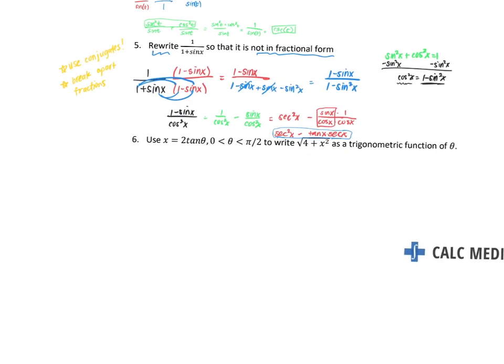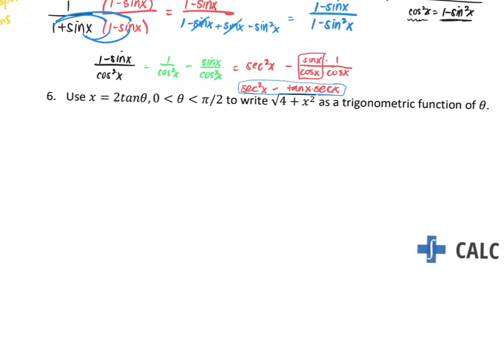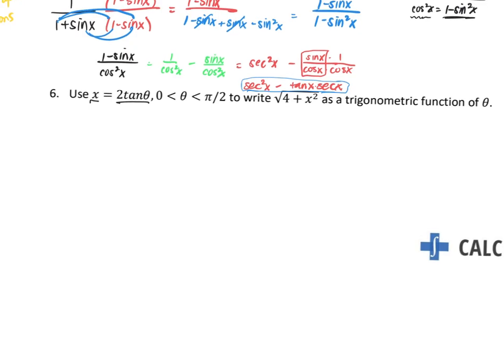All right, next, this problem will show up on a quiz or a test, and it looks scary at first, but it is not too bad. So let's do it together. Okay. So first it says use x equals 2 tangent theta. Theta is in the first quadrant. It's telling us to write square root of 4 plus x squared as a trigonometric function of theta.